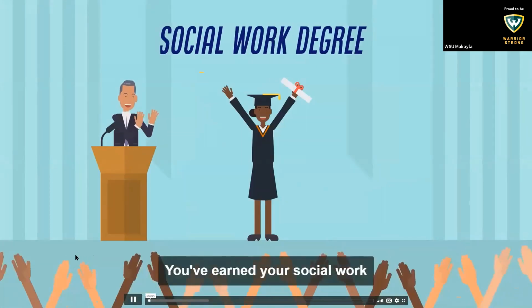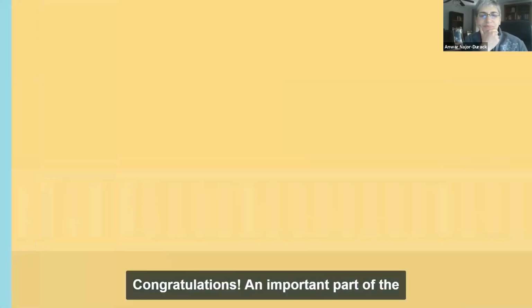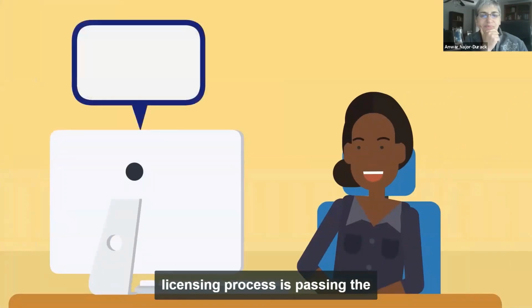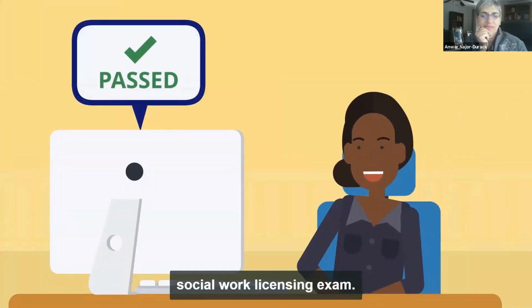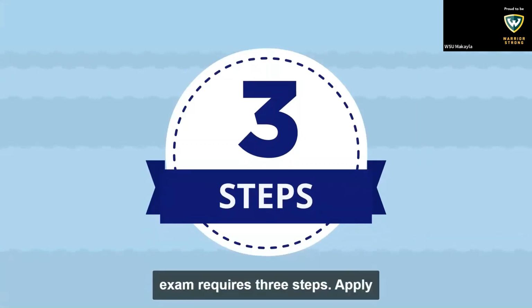You've earned your social work degree and you're ready to get your social work license. Congratulations. An important part of the licensing process is passing the social work licensing exam. Taking your social work licensing exam requires three steps.